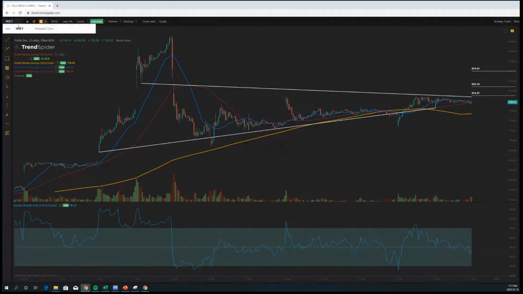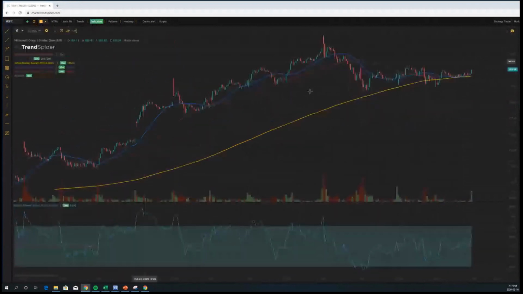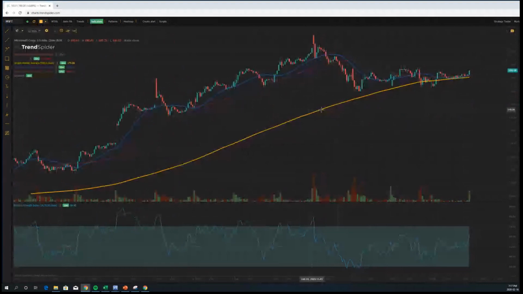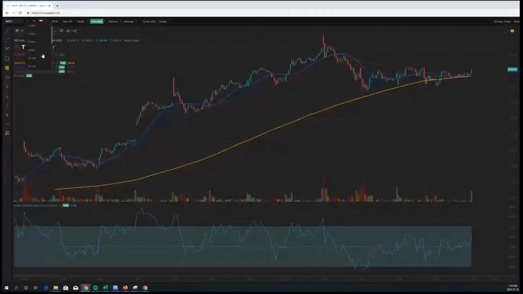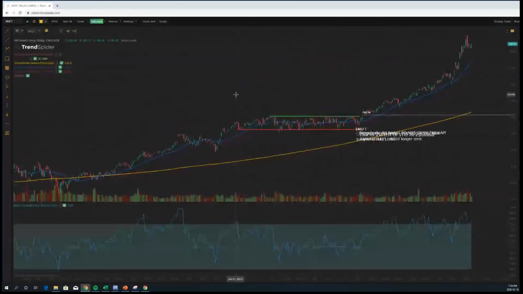Microsoft has been super strong, actually. Does Microsoft have earnings coming up? I'm not sure on that one, actually. Okay. So earnings, there's an account that I follow.